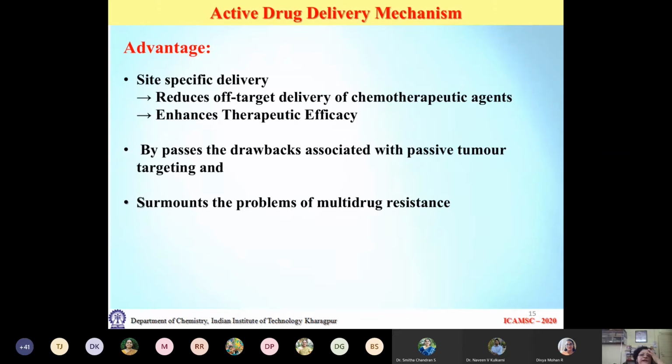Obviously, the advantage is that you have site-specific delivery, you have reduced off-target delivery of the drugs which you are using, and this obviously will increase the efficacy of the therapeutics which you are dealing with. It can overcome the problem of accumulation of the nanocarriers at the tumor site, and it can also circumvent the problems of multi-drug resistance.